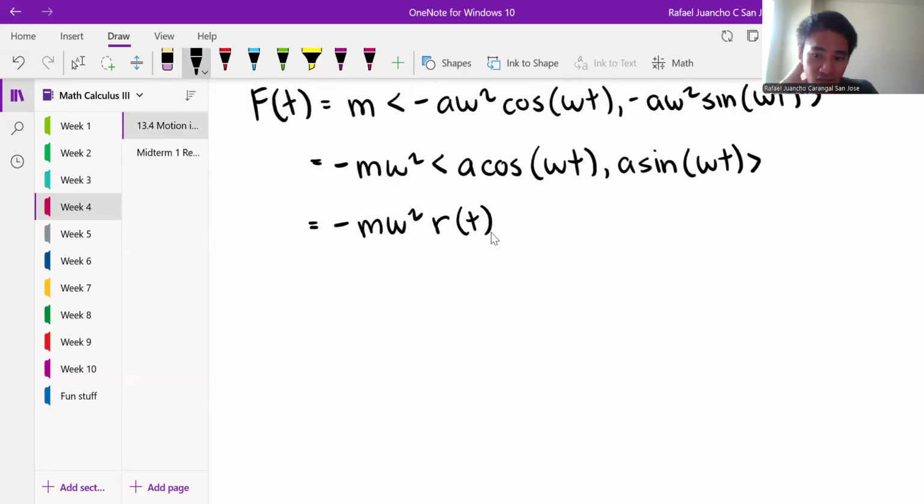And what's next? This shows that the force, to make meaning out of this equation, acts in the direction opposite to the radius vector r of t, and therefore points towards the origin. And there's a physics meaning of that, and it's called the centripetal force. Don't question me, I'm kidding. I'm the one who's supposed to be asking questions because I haven't taken physics in a while.